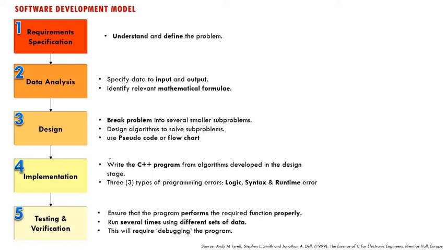Okay, so algorithm design can be through pseudocode or flowchart. Later on, I will explain what is pseudocode and what is flowchart. The step number 4 is implementation. Implementation means you develop a program. You develop a program by using, for example, C++ language. That one is step number 4.